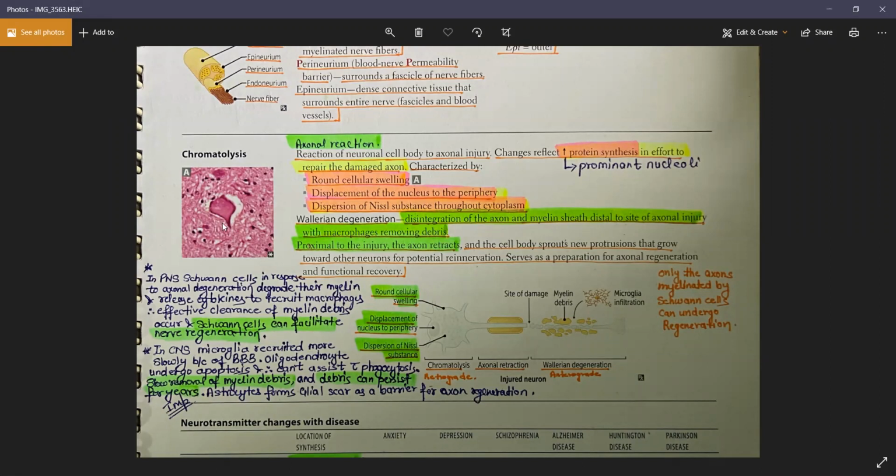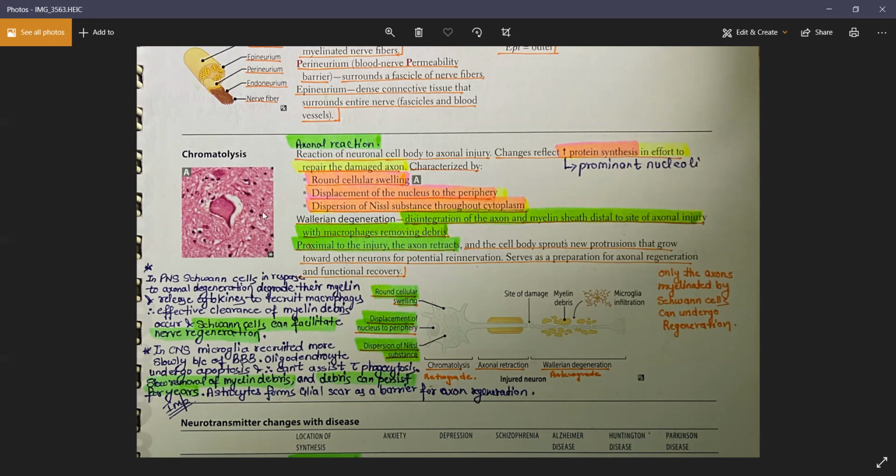Now proximal to the site of injury, all these changes are happening, and these changes will form the growth cone. Now this growth cone, when all these debris are completely removed, will look for the distal segment of the axon, it will join it, and it will form the complete neuron again. So proximal to the injury, the axon retracts and the cell body sprouts a new protrusion that grows towards the neuron for the potential re-innervation.